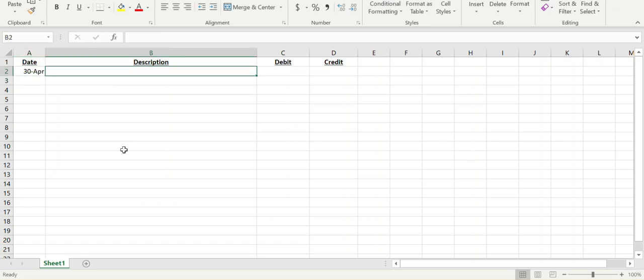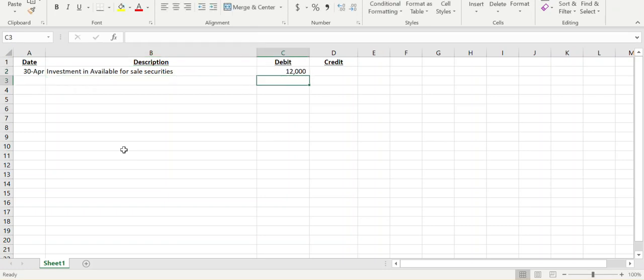So again, this is an investment in available for sale security. And we're going to put in that we bought it for $12,000 because that's the investment that we're actually buying, the value of that investment. Again, we paid it at par value. So we have it at $12,000.